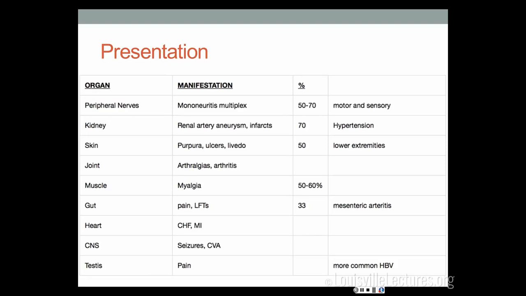Skin is common. We have 2 patients active right now with cutaneous PAN. Basically, they get nodules that erupt into ulcers, and they get livedo. Arthritis, arthralgia, everybody gets arthralgia. Myalgia is common. It can involve the gut due to mesenteric arteritis. They can get elevated LFTs and abdominal pain. They can get MIs, CHF and MI, presumably because of coronary artery involvement. CNS is rare, but they can have seizures and strokes. And then particularly in hepatitis B-associated PAN, testicular involvement tends to be more common. I have no idea why.